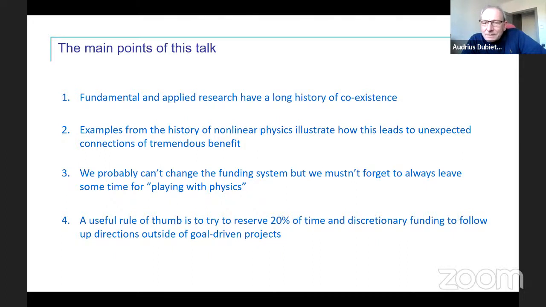I do not see questions, but maybe I will start with a question. So the last line in your main points is to try to reserve at least 20% to follow up directions, which are not goal-driven, but for physics. What is your opinion about this, because all of us scientists are on this project-based research, which asks you to have some point which you are trying to achieve, and so there is nothing left for fantasy.